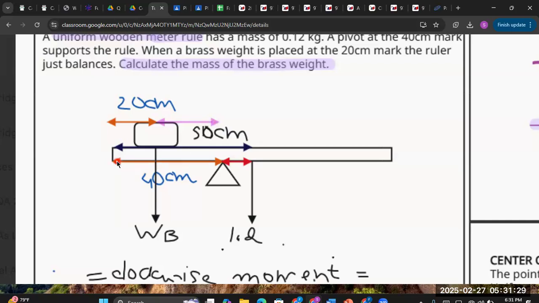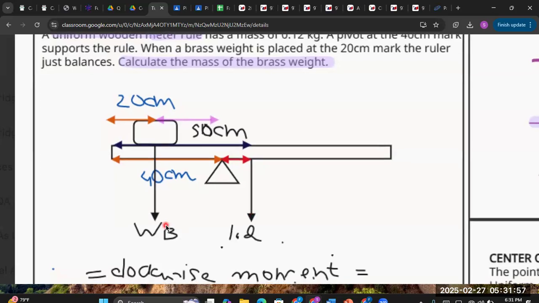So the total distance over here is going to be 40 centimeter to the pivot. The brass weight, the distance of the brass from the edge is 20 centimeter given in the question. So my advice is, in these questions, always draw these arrows. They'll make your calculations easier. So we need this distance. So 40 minus 20 gives us 20 centimeter. That is the distance to the pivot.